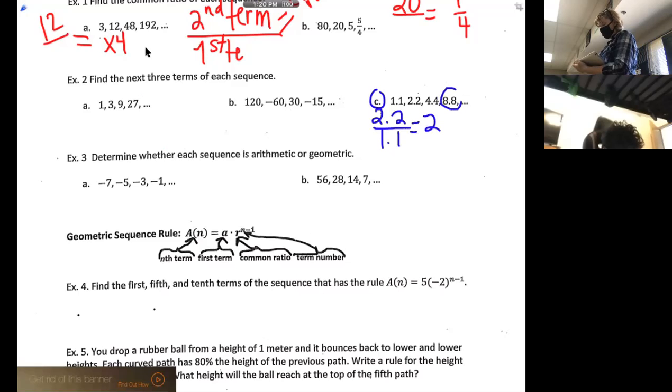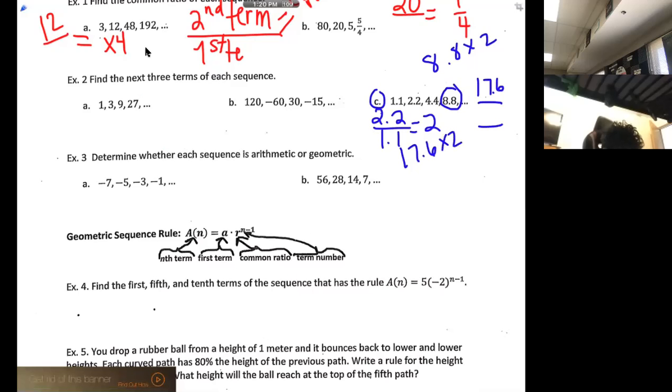So now I take my last term, which is 8.8, and I'm going to multiply it by 2. What do I get? You guys, calculators are so helpful. 17.6. Nash? Yes. All right, now we take 17.6 and we multiply that by 2. Bo? 35.2. And then we take 35.2 times 2. And Brecken, what do we get? 70.4.